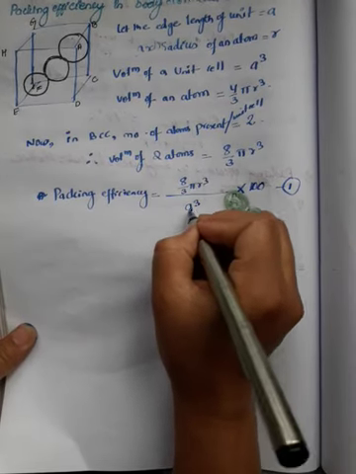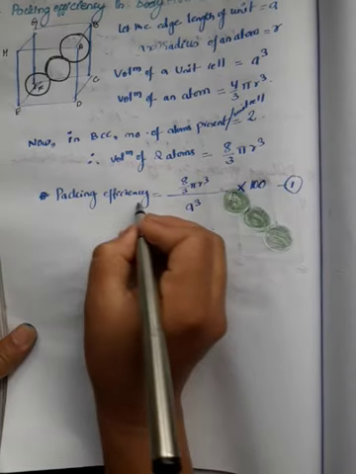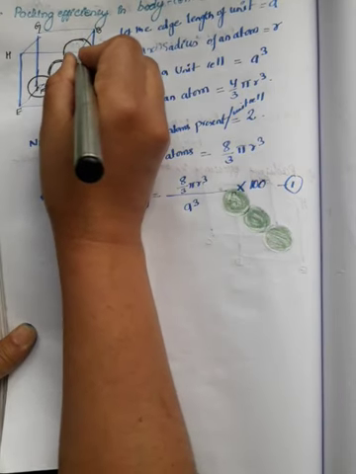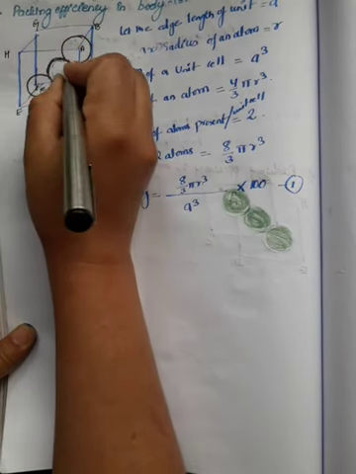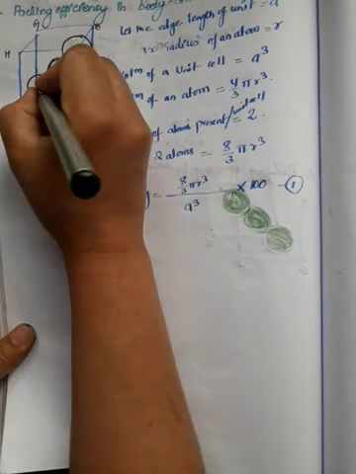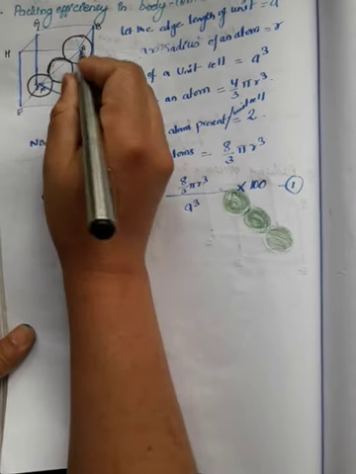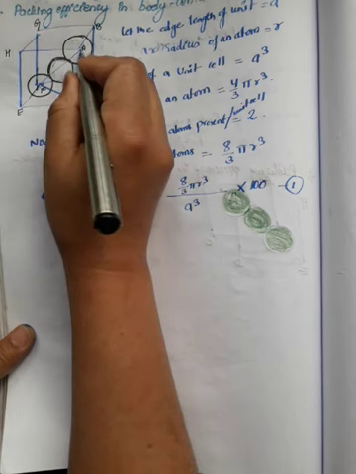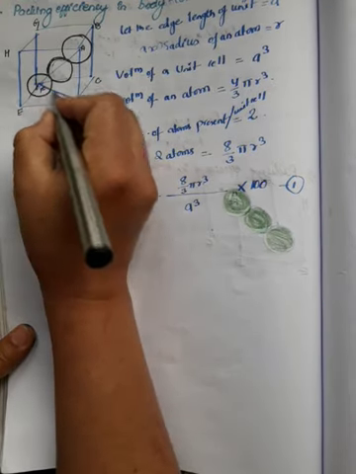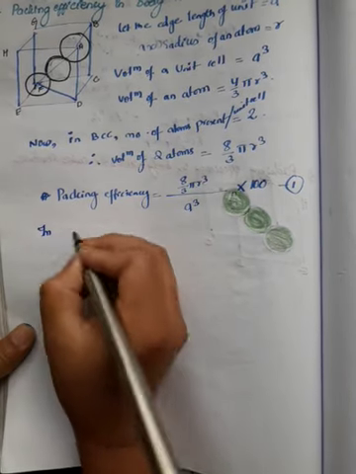Well, now again we need to get the relationship between a and r in order to get the value of this packing efficiency. For this, let us join: this is corner A, this is the opposite corner, and these are at the body center. Now let us join A and F. What is AF? It is the body diagonal. So in order to know the value of AF, this is the hypotenuse, this is perpendicular, and this is the base. For AF you need to calculate the value of DF. So first find out the value of DF.